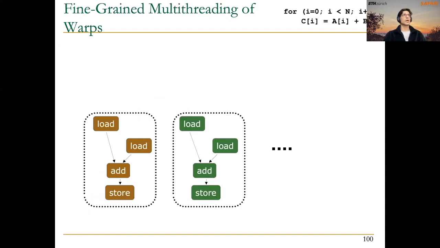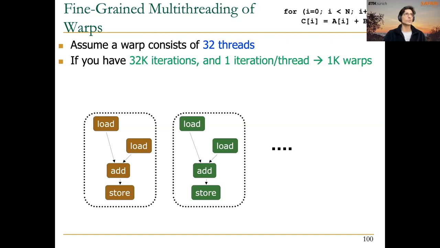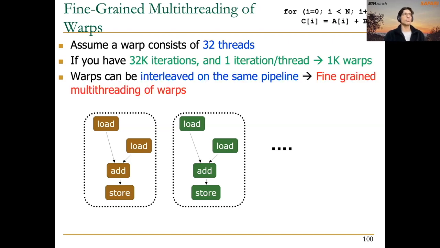So for the first one, remember that I said before, GPUs are SIMD machines, but they also use fine-grained multi-threading. And here, when we talk about fine-grained multi-threading, we don't talk about multi-threading of the individual threads. We talk about multi-threading of warps. We are going to assume that a warp is 32 threads. You already know that. If we have a code with 32K iterations, and we assign 1 iteration per thread, then we will need 1K warps.